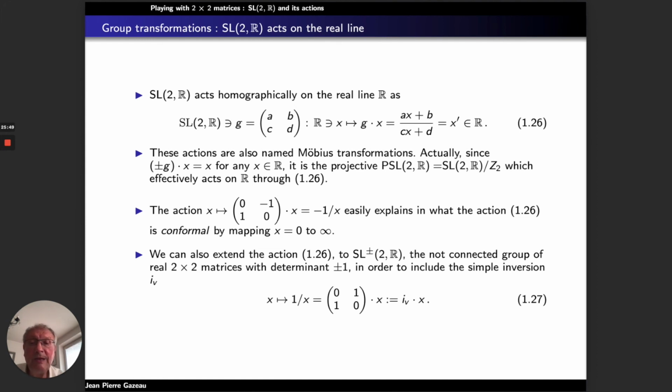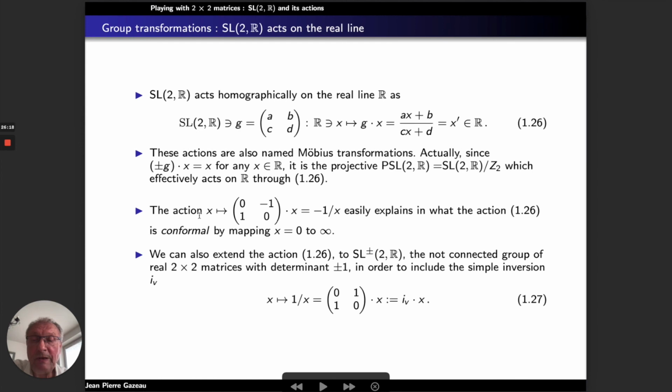But actually, since plus or minus g acting on x also gives gx, I'm sorry, so I should put g here. I have to correct again this slide. Okay, it is a projective PSL2(R) which acts here effectively.